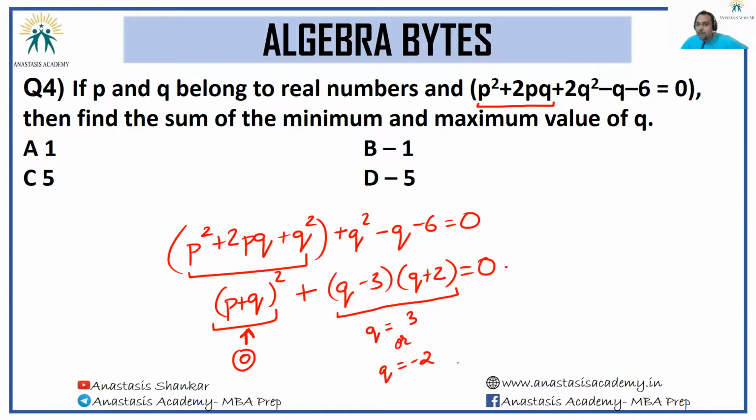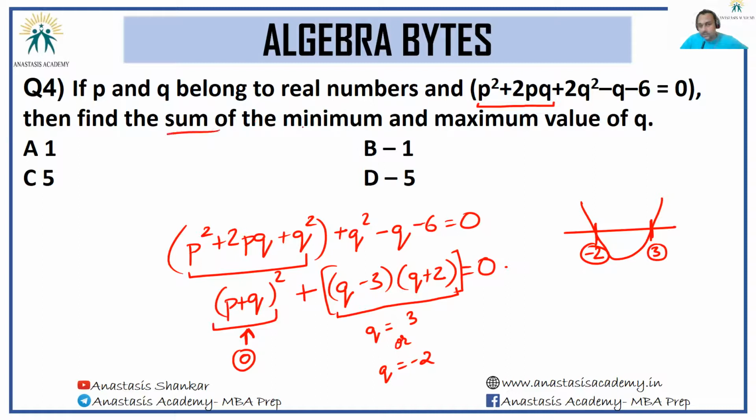These are the minimum and maximum values of Q. Because if I simply draw a graph for this second part, it will go something like this, 3 and minus 2. Anything beyond that, you are getting positive results only. So minimum and maximum possible value of Q will lie in the range 3 and minus 2.